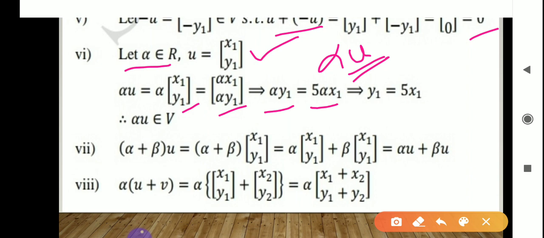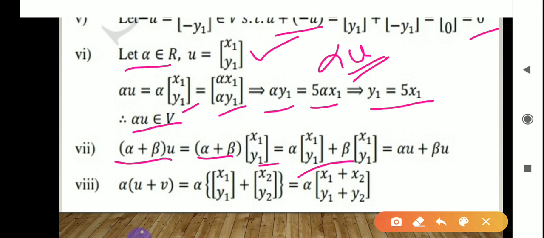Okay, so alpha alpha get cancelled, y1 is equal to 5x1 means we can say that alpha u also belongs to V, means V is closed under multiplication. The next property is (alpha plus beta) of u. Here alpha and beta are the elements of R, so (alpha plus beta) of u is equal to (alpha plus beta) of [x1 y1] is equal to alpha of [x1 y1] plus beta of [x1 y1], because alpha and beta are scalars, means these are the numbers, we can separate this way.